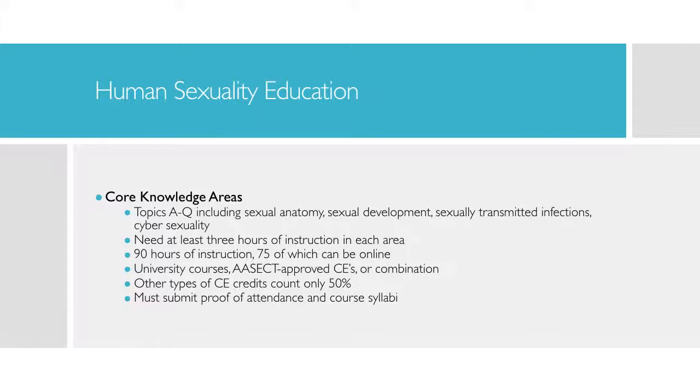And the thing is, if you go to an APA conference and you take a 2-hour presentation in some area of sexuality, only 1 hour of that would count towards the AASECT requirements. Now, AASECT really wants you to get AASECT approved education, but you can go outside of AASECT. It's just that the hours will only count 50%. And do keep your proof of attendance and your course syllabi, because you will have to turn that in.